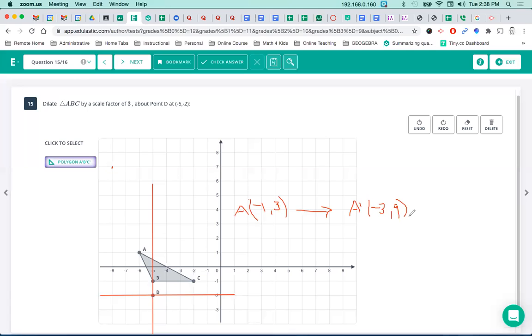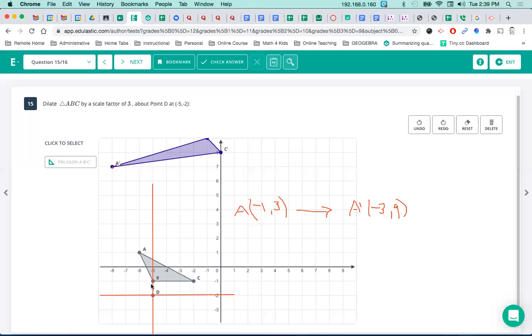The actual point, if I'm starting at 0, 0 on my original axis, would be at negative 8, 7. So if I go back to my polygon tool and click on the polygon, my A prime would actually go there, which is at negative 3, 9 if I'm using the red axes, but if I'm using the regular axes, that's at negative 8, 7. So that's where A prime would go.